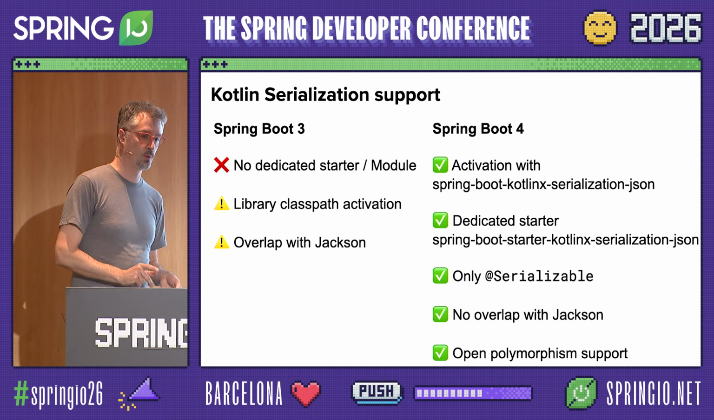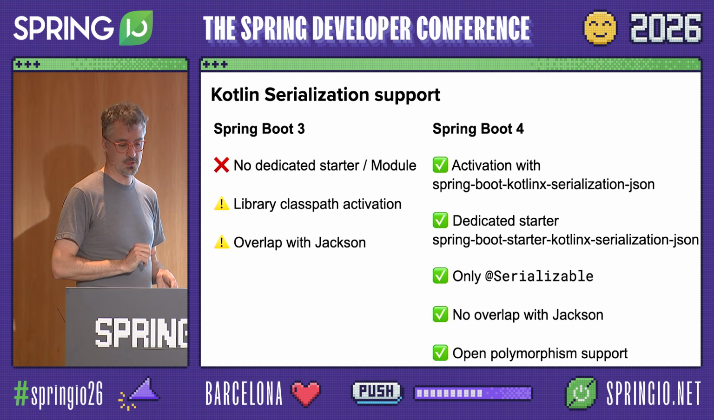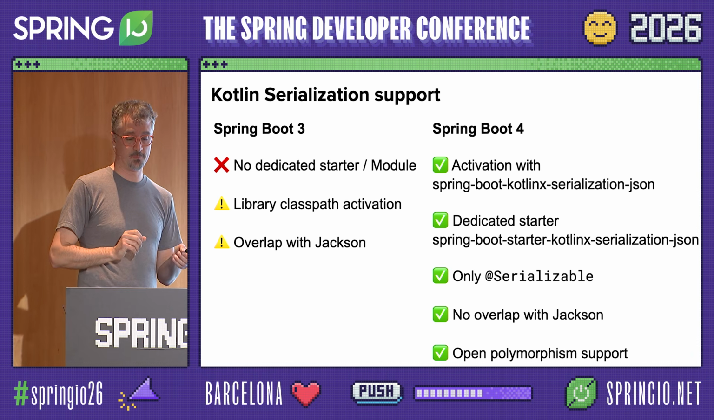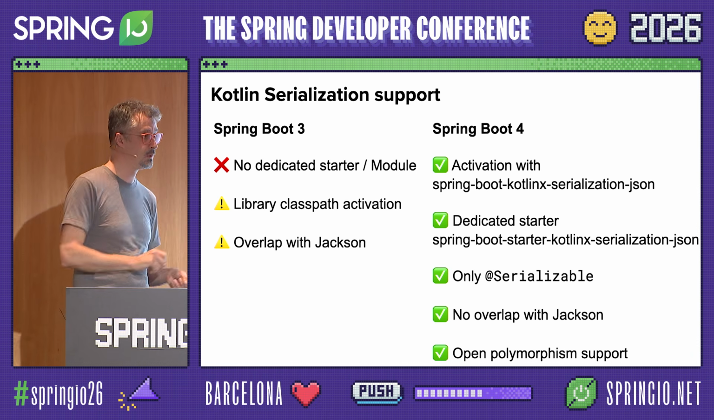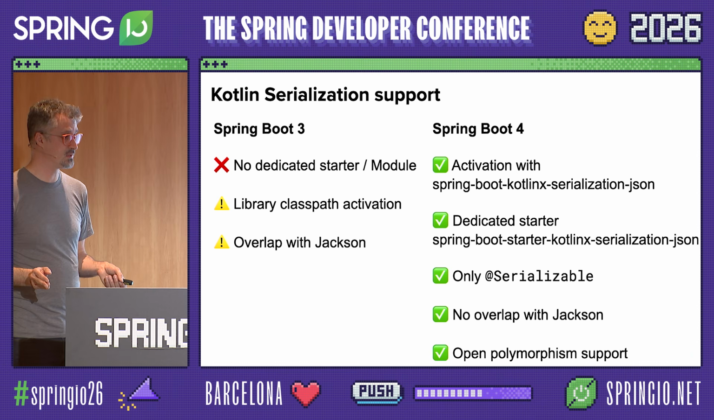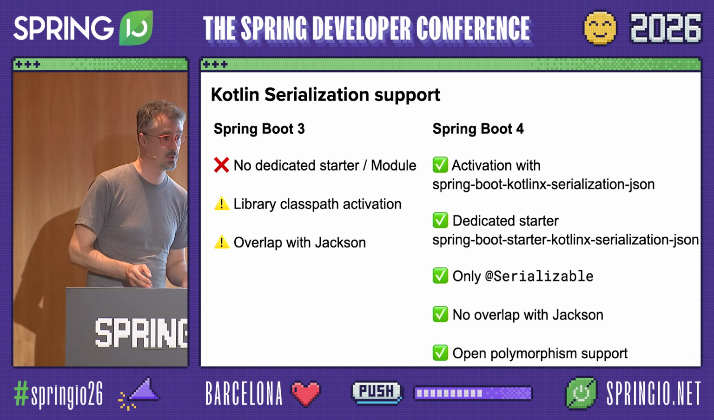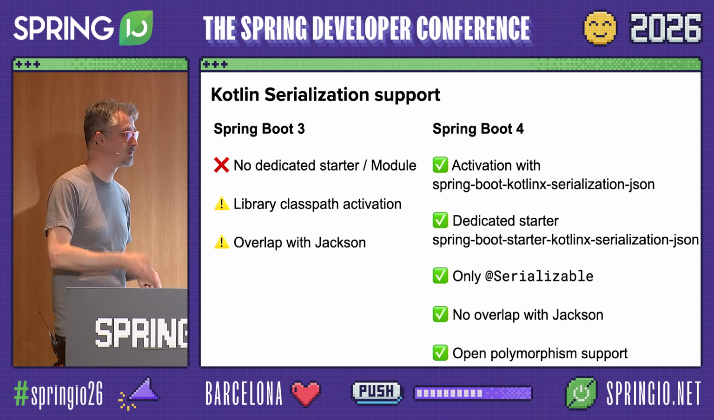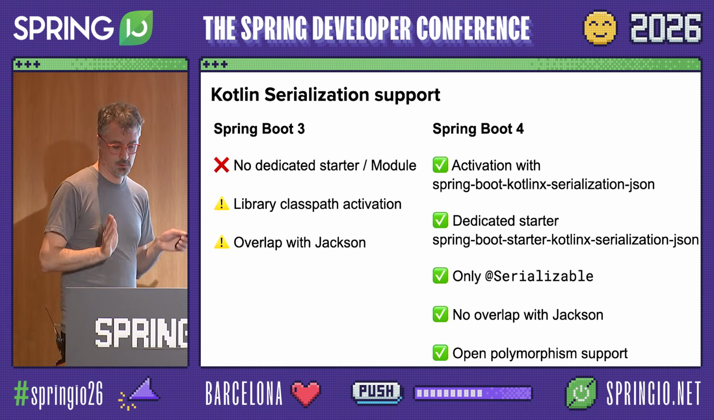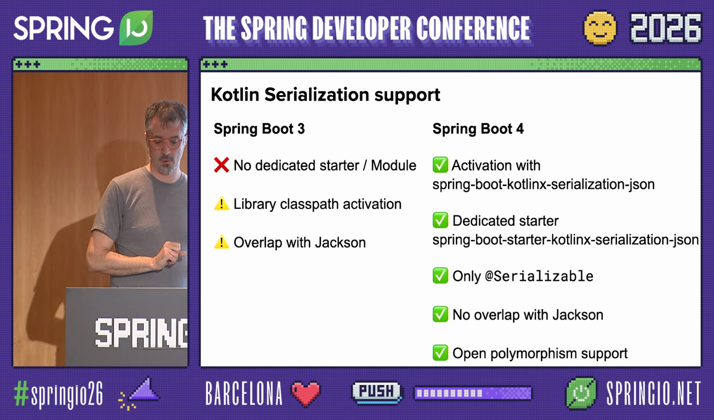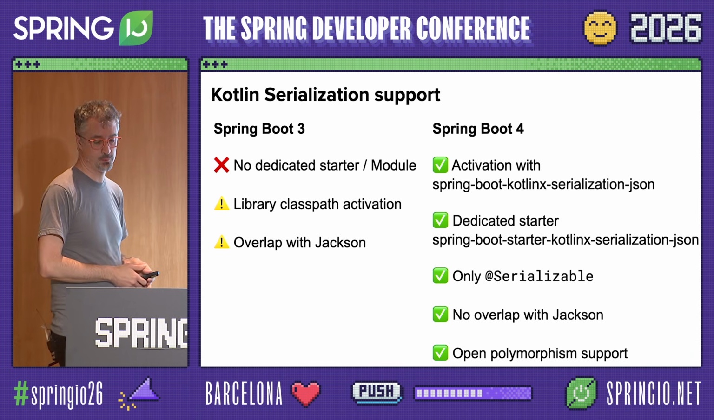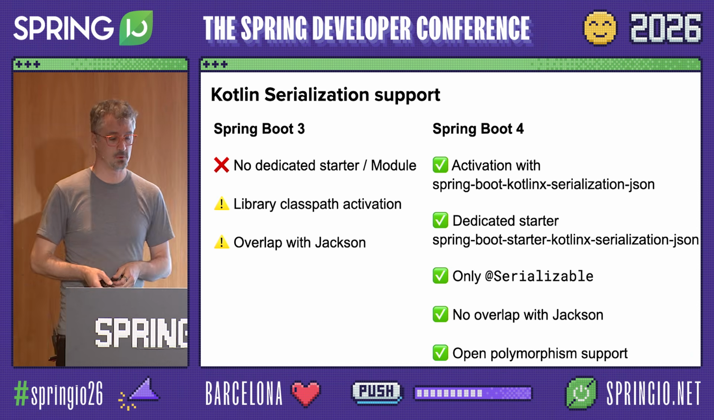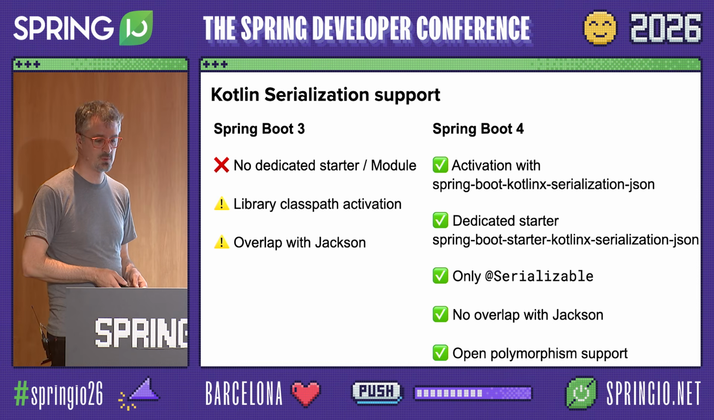And we have clarified the rule. Now, the default activation of Kotlin serialization is only for classes annotated with @Serializable. So if you have enabled both, Jackson 3 and Kotlin serialization, Kotlin serialization will only take care of serializing the classes annotated with @Serializable, which is basically the way of doing things with Kotlin serialization. And Jackson 3 will handle the rest. We have clear boundaries, no overlap, much fewer issues on the Spring Framework bug tracker. And we have been able to support open polymorphism, which was not supported in Spring Boot 3, but now it's supported with Spring Boot 4.